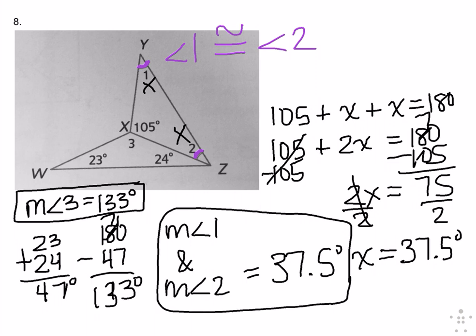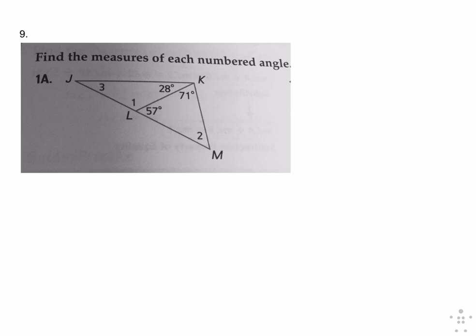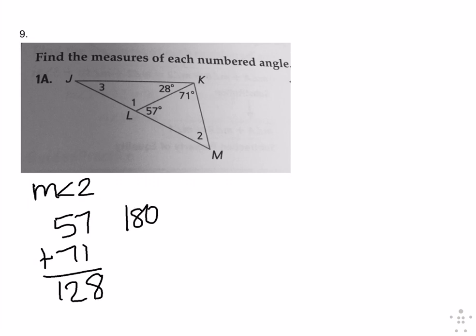Alright, let's look at number 9. So number 9 says find the measure of each numbered angle. So let's go ahead and start by finding the measure of angle 2. So we know 2 other angles inside of that triangle. So we can add the 2 angles that were given and then subtract from 180 degrees. So we get that the measure of angle 2 is 52 degrees.